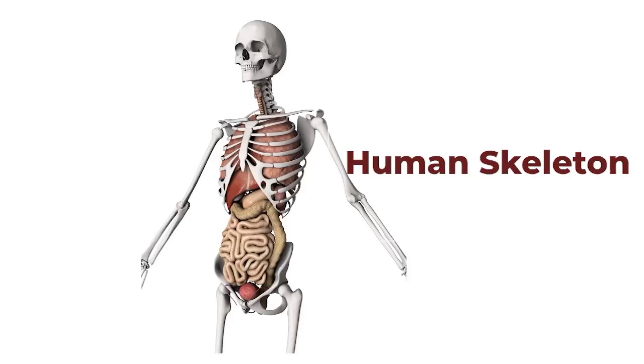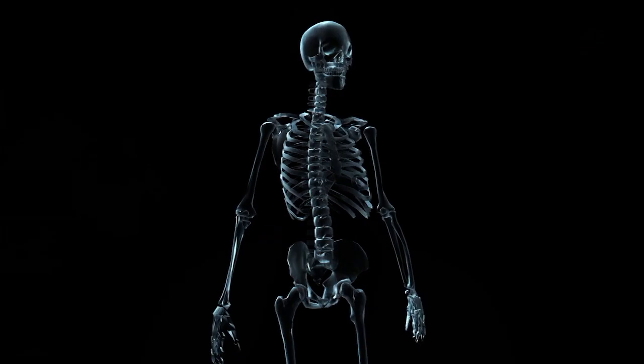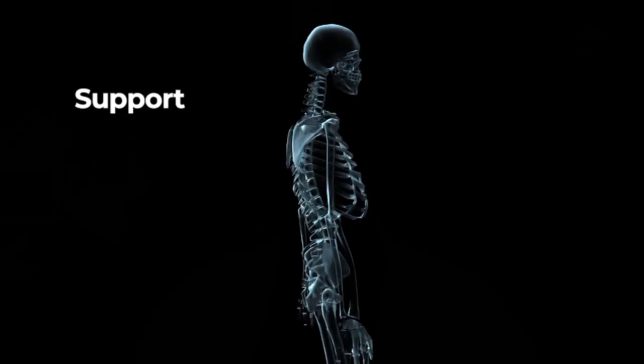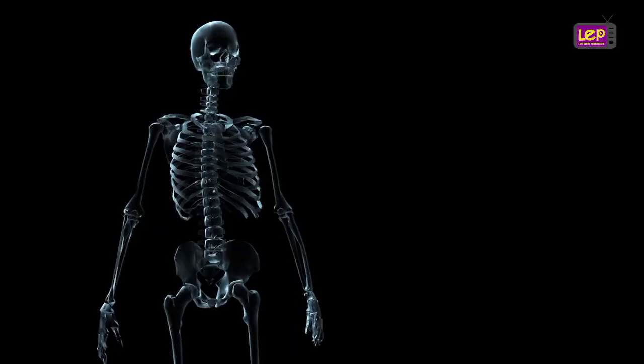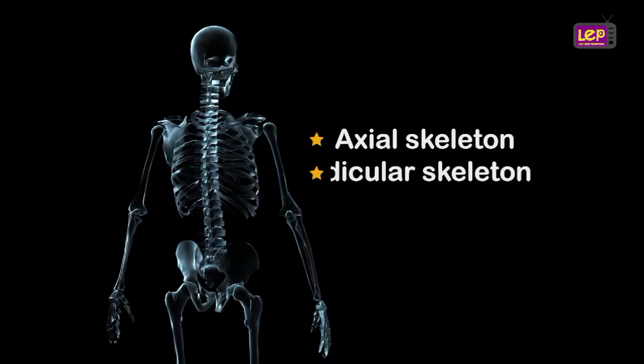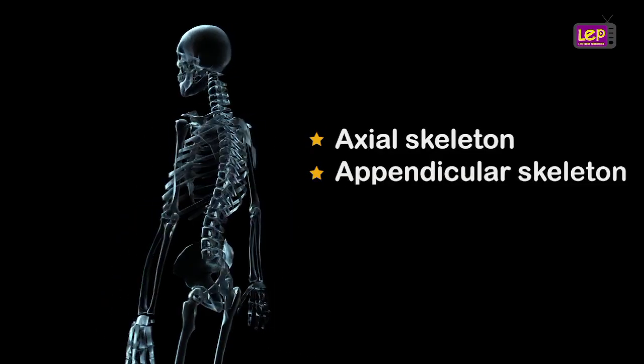Class. Today we are going to dive into the fascinating world of the human skeleton. Our skeleton provides support, protection, and enables movement. Let's explore the different parts of the skeleton and their functions. The skeleton is divided into two main parts, the axial skeleton and the appendicular skeleton. Let's start with the axial skeleton.